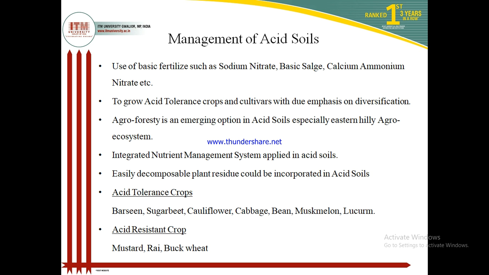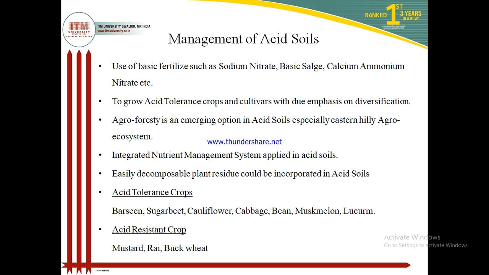Now, an integrated nutrient management system should be applied in acid soil. You should apply a combination of nutrients: organic, inorganic, biofertilizer, even green manuring. All this integration should be done to improve the acid soils. Easily decomposable plant residues, whatever is harvested, should be mixed in the soil, or green manuring can be done with sunhemp or sesbania. It also helps the organic matter content in the soil after decomposition.